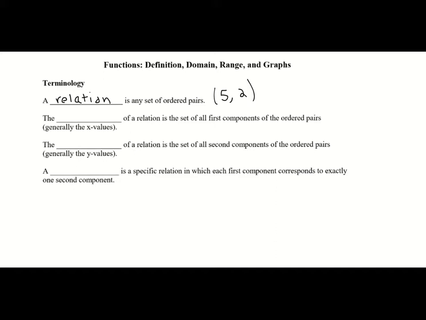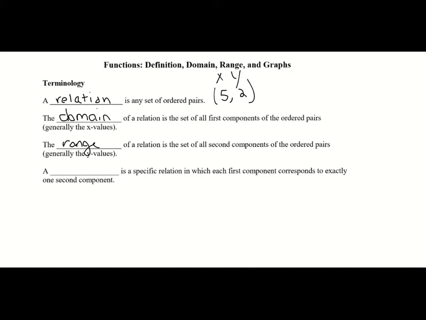The domain of a relation is the set of all the first components of the ordered pairs. So generally, when we have ordered pairs, we have an x and a y value. They're not always x's and y's, but mainly they are. So the first value, generally the x values, is the domain, and the range of the relation is the set of all the second components, or generally those y values.